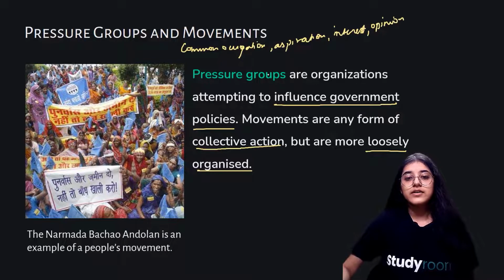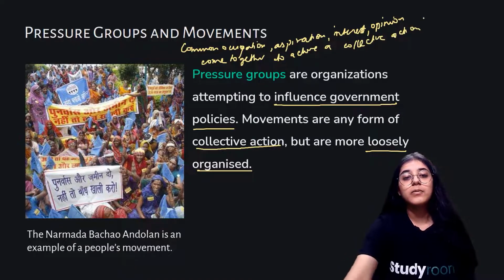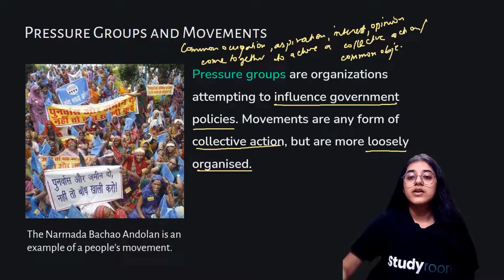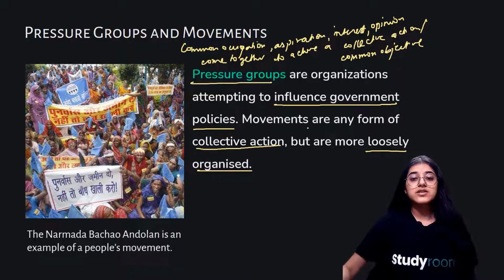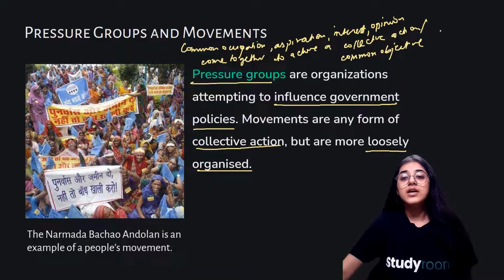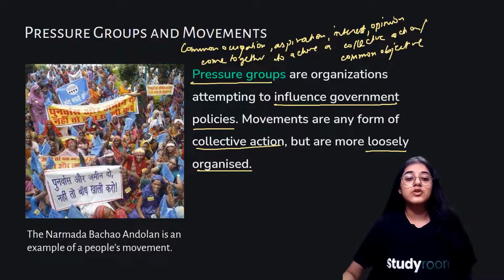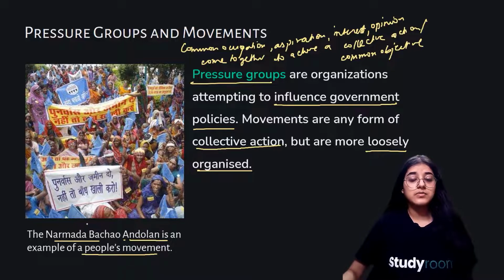They come together to achieve a collective action, or a common objective. So these are known as pressure groups, organizations which attempt to influence the government, made up of people with common occupation, aspiration, interest or opinions, who come together to achieve a collective action or a common objective, but are loosely organized. Narmada Bachao Andolan is an example of such a people's movement.